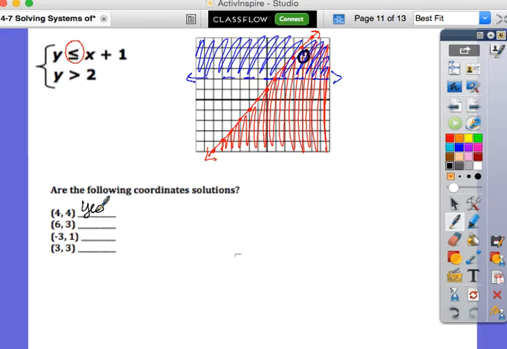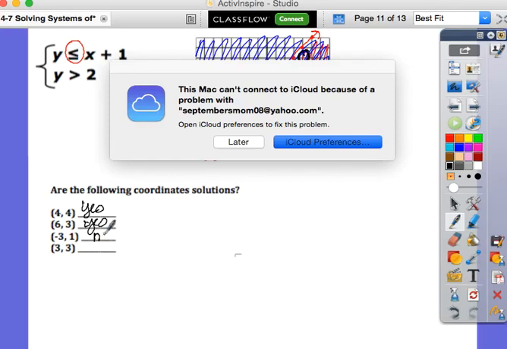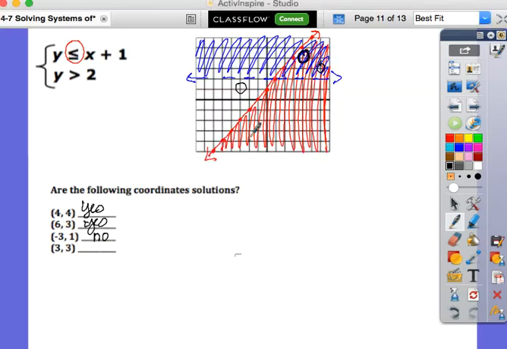What about 6, 3? Yes. Right here? Yes? Good. What about negative 3, 1? No. That would be here. That's not a solution for either one of them, much less for both of them, right? It's not in any shading at all. Okay, 3, 3. Yes. That would be in the double shading. Good. Very good. You're doing very well.